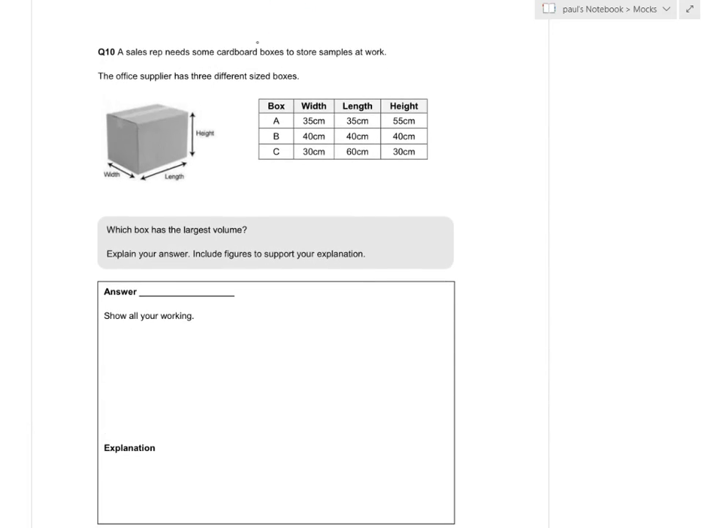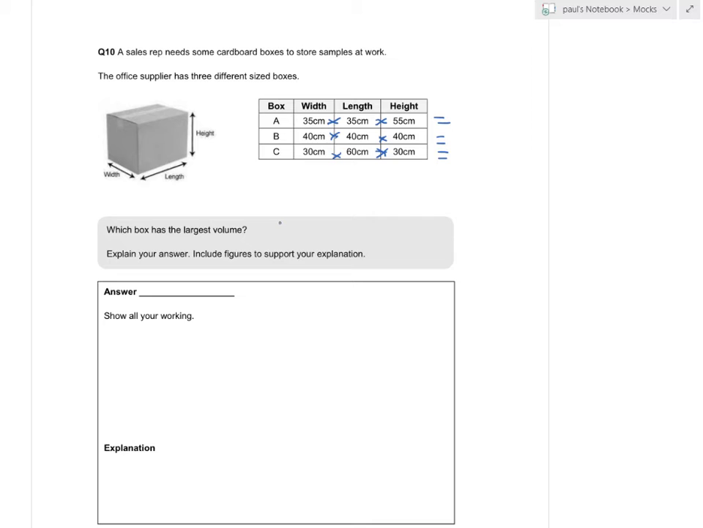A sales rep needs some cardboard boxes. Which box has the largest volume? So all we're going to do is length times width times height for each box. That will give us the volume.